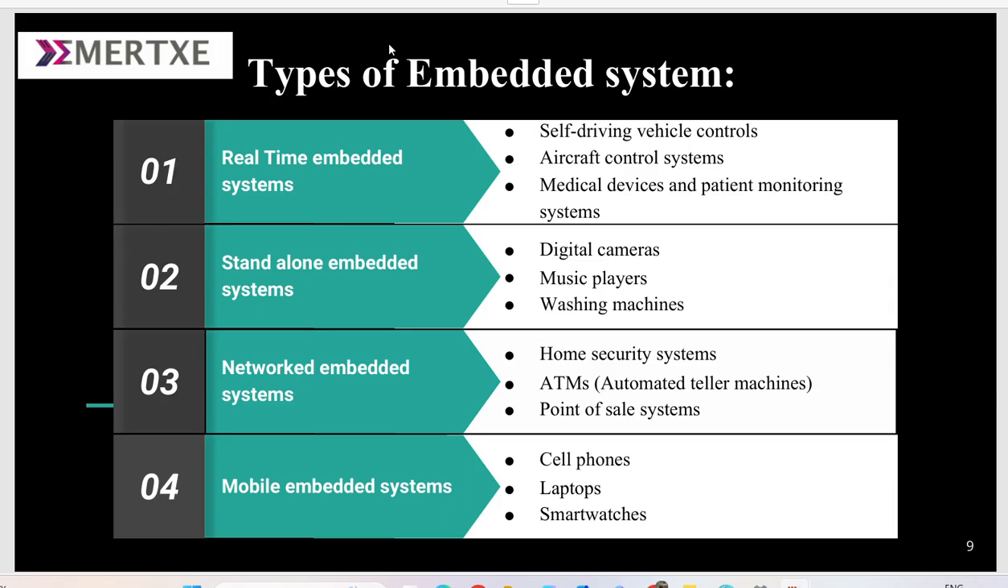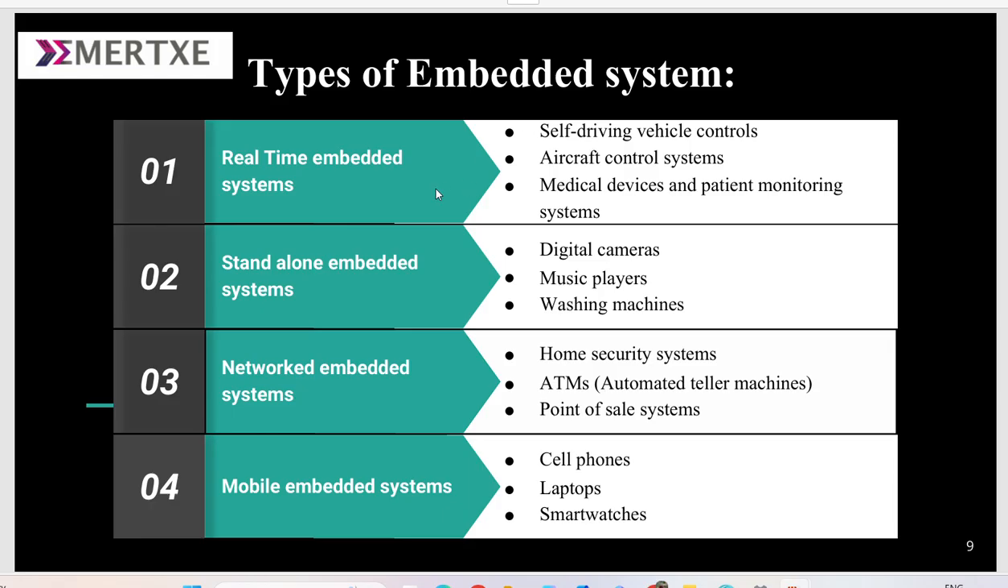In my internship, I learned four types of embedded systems. First one, real-time embedded systems. Real-time embedded systems include self-driving vehicle controls, aircraft control systems, medical devices, and patient monitoring systems. These come under real-time embedded systems.